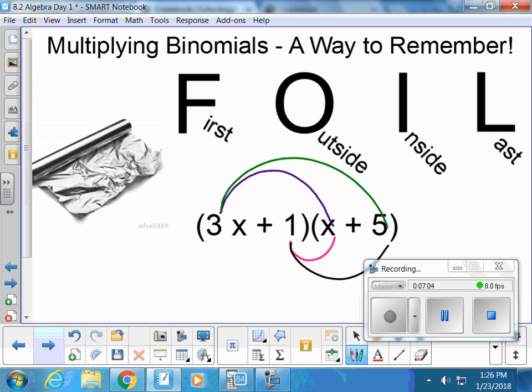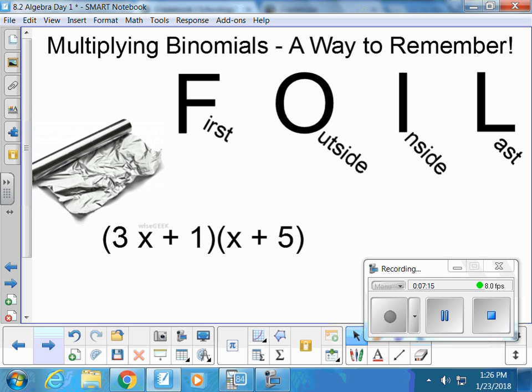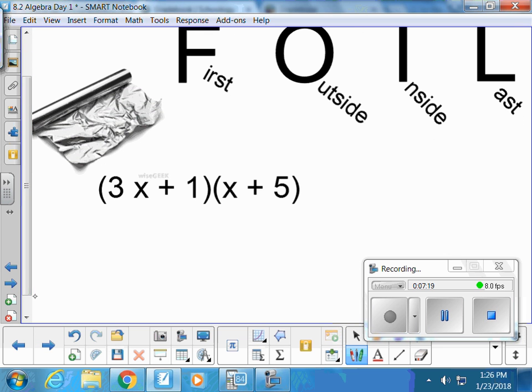Let's do a foiling problem together. I guess we'll do this one. I'll undraw my rainbows so I can draw my rainbows as I explain it to you. Okay, so we got the acronym FOIL. Let's draw a rainbow from our first term to our first term. 3x times x. That would give us 3x squared.